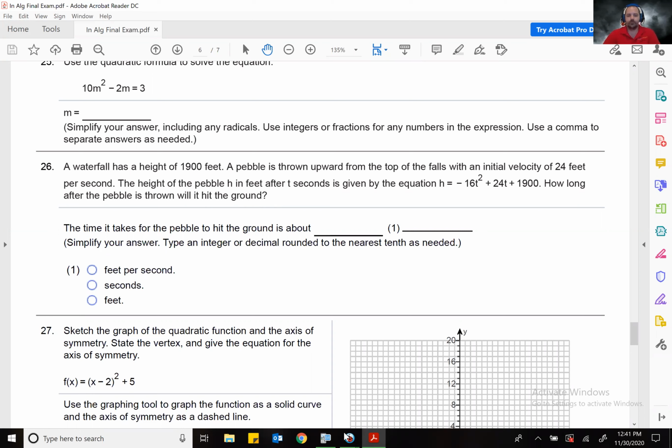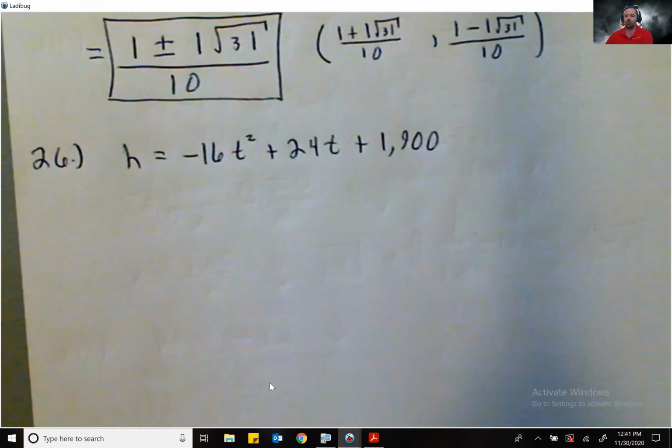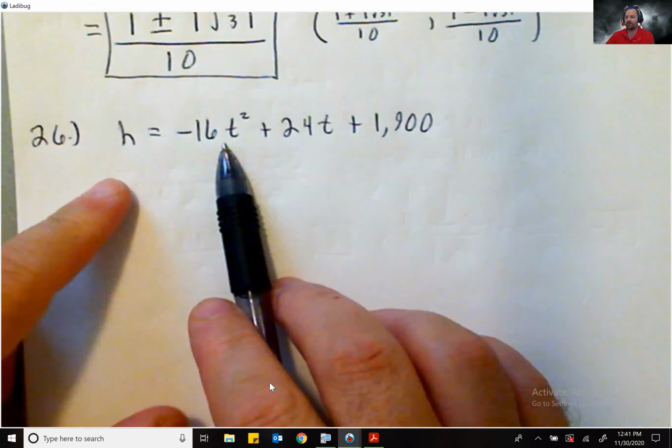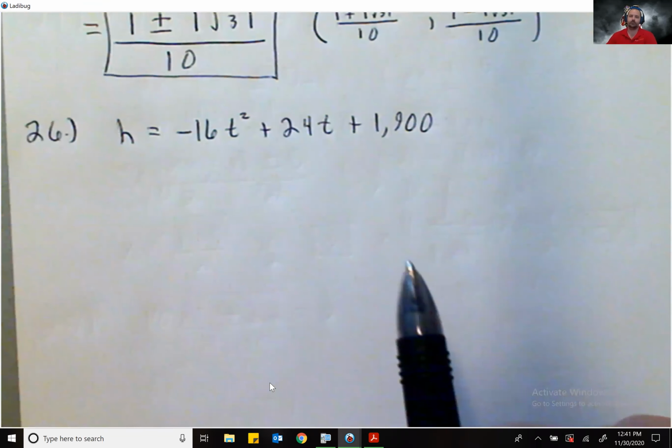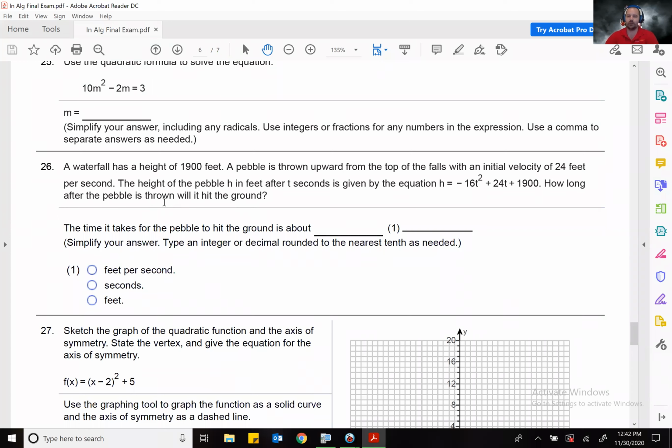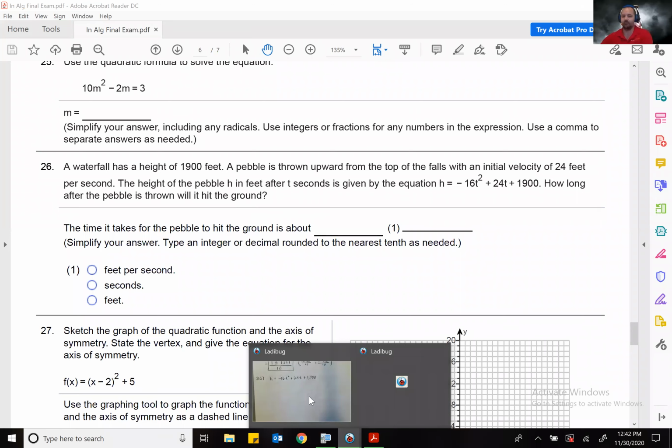Now, we have 2 variables. Which variable are we looking for? The height or the time? The height? We are not looking for the height. If you go back and read the question, it says how long after the pebble was thrown. How long? That means time. Okay, so we're looking for the time.